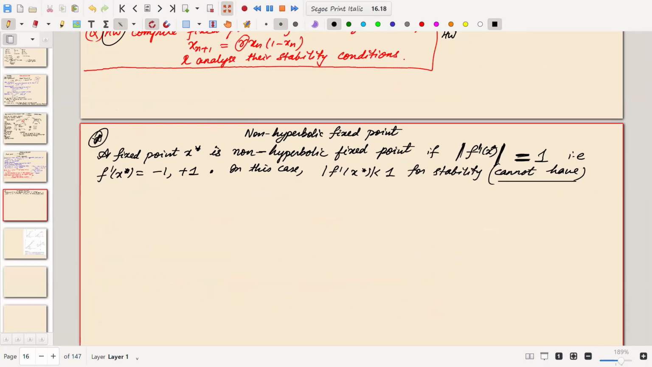So what can you check? What other factor can help you in decoding the stability of this fixed point? The next derivative. If the derivative of f is not helping you, you should take the next derivative. What is the next derivative? Double dash, yes. If double dash did not help you, what should you take? Triple dash. So that's exactly going to happen.